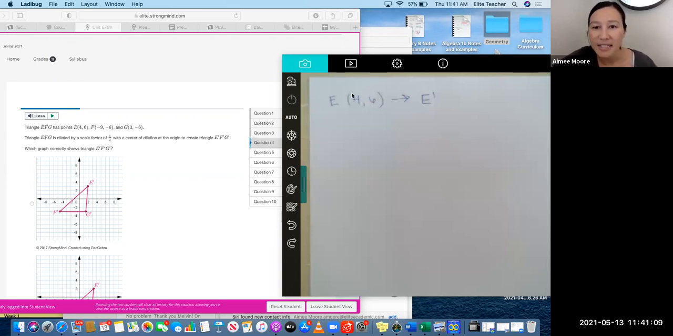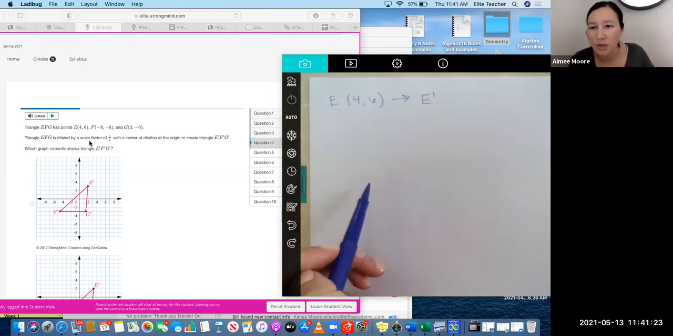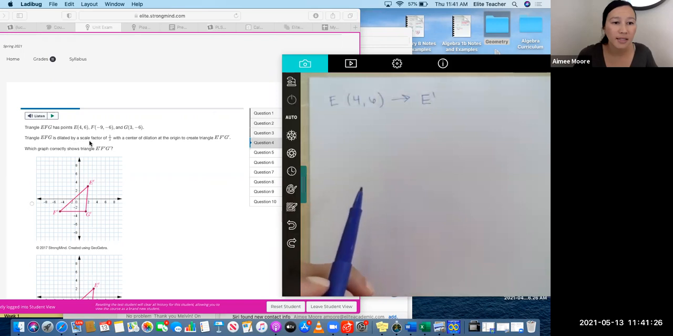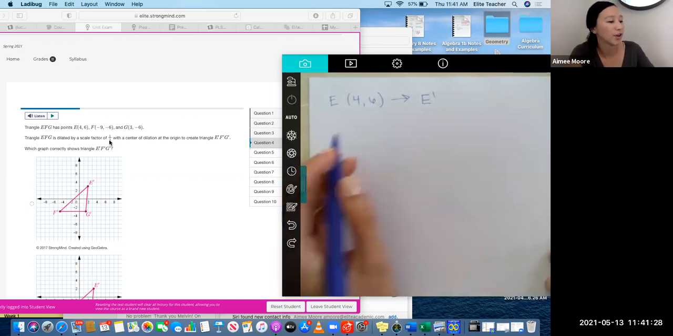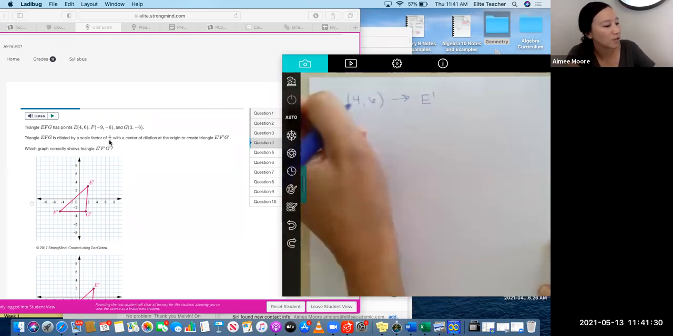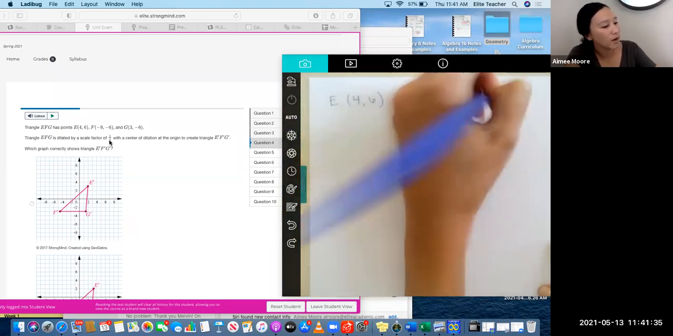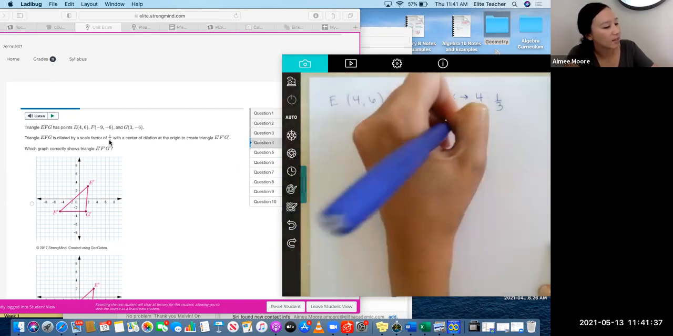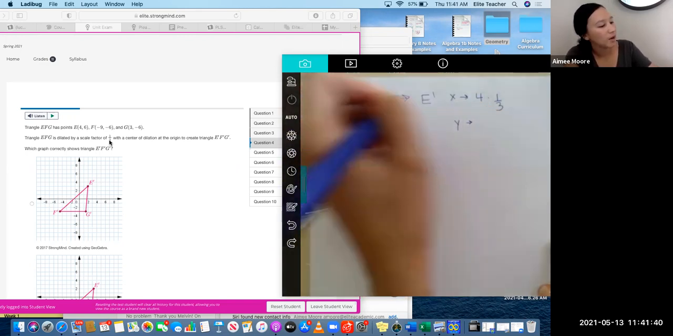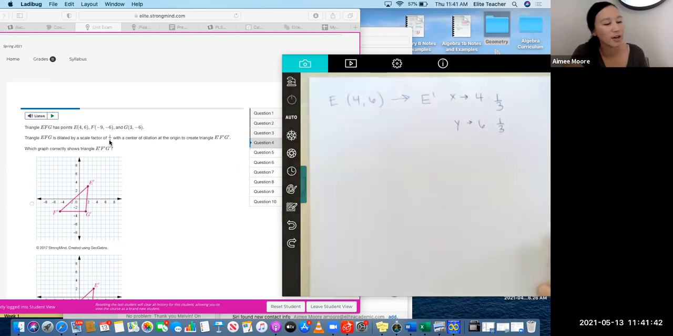Okay, any ideas how we get our new points? So our E prime point. So we use the scale factor that they gave us. Remember, if the scale factor was 2, then we multiplied all the points by 2 to get the new points. In this case, our scale factor is 1/3. So to get E prime, we're going to have to multiply for our X value. We need to multiply 4 times 1/3. And then to get our Y value, we need to multiply 6 by our scale factor of 1/3.